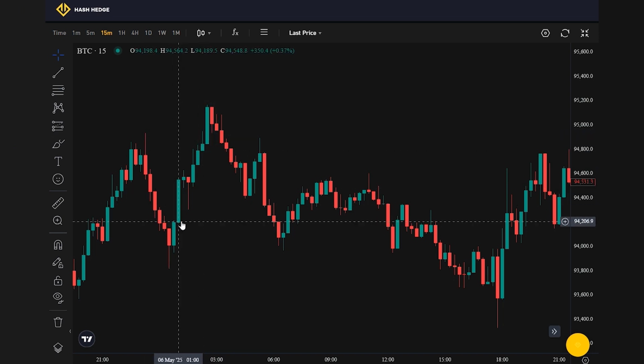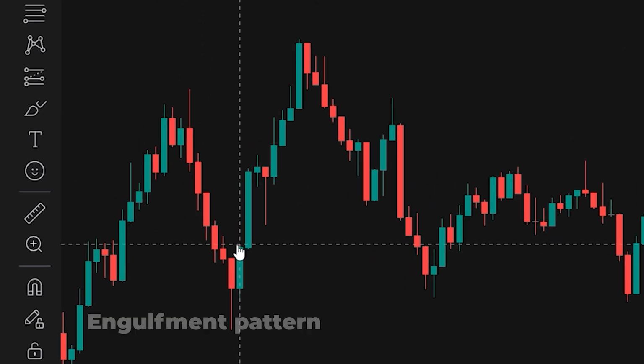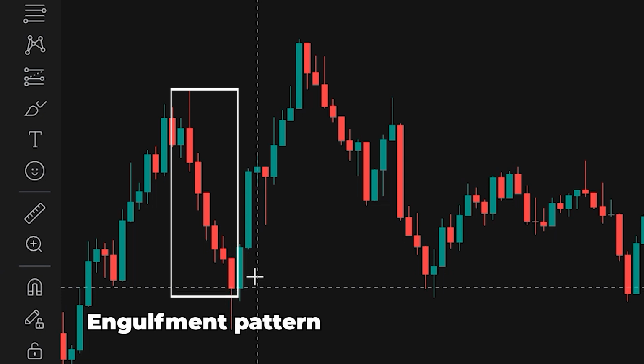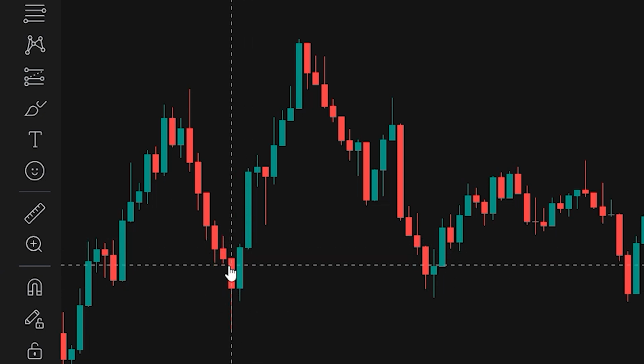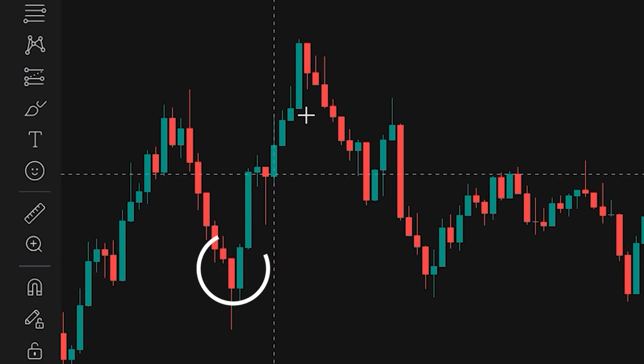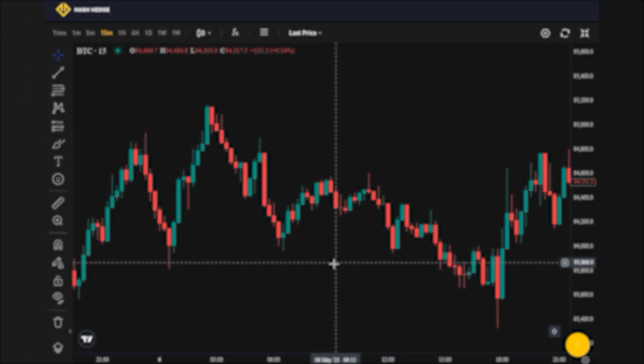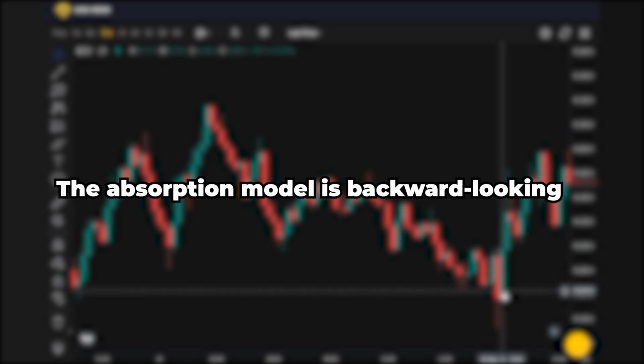So I have already given two examples of the absorption model. Here's the first one. For example, the engulfment pattern, when we have a falling price, a green candle appears, which is bigger than the previous red candle. And this for us, according to the engulfment pattern, is a signal for an upward trade. The absorption model works backward too.